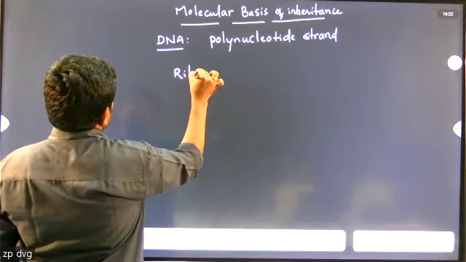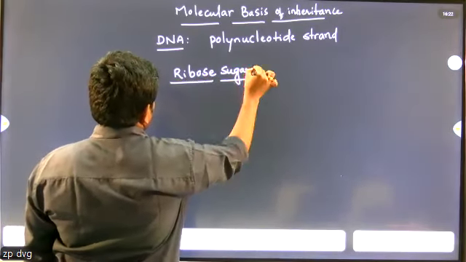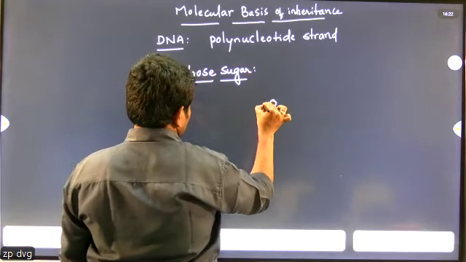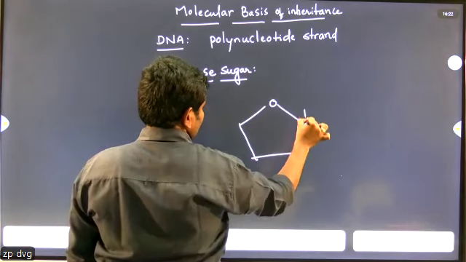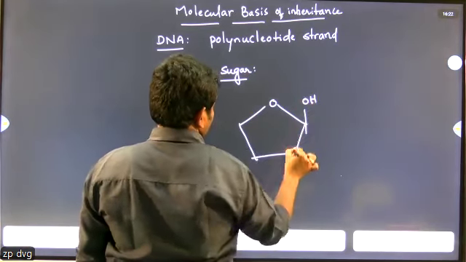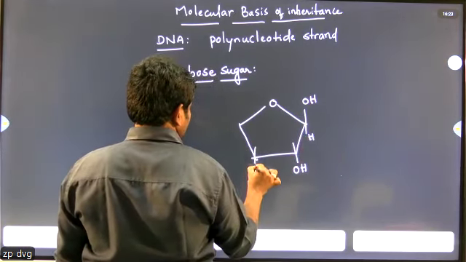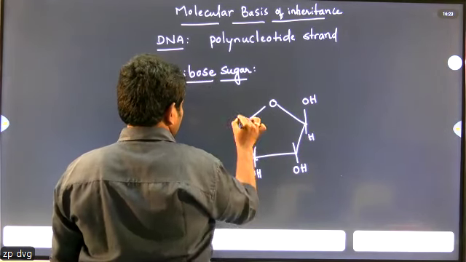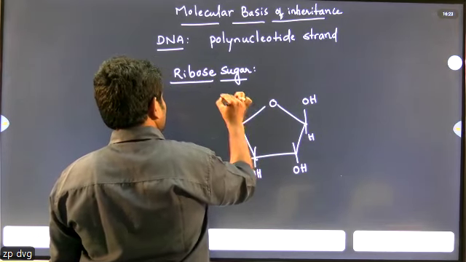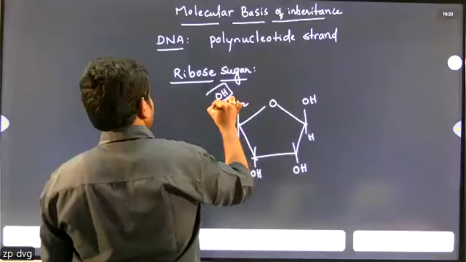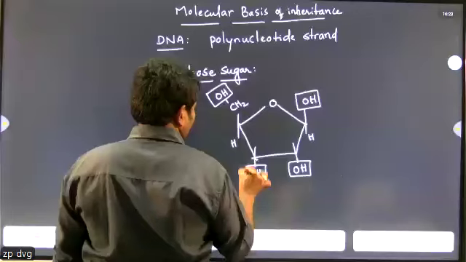So a ribose sugar, if you see, will be like this. Here is one OH group, and this is hydrogen, and this is one OH group, and this is hydrogen, and this is CH2, and this is OH. So totally, a ribose sugar contains four free OH groups: 1, 2, 3, 4.